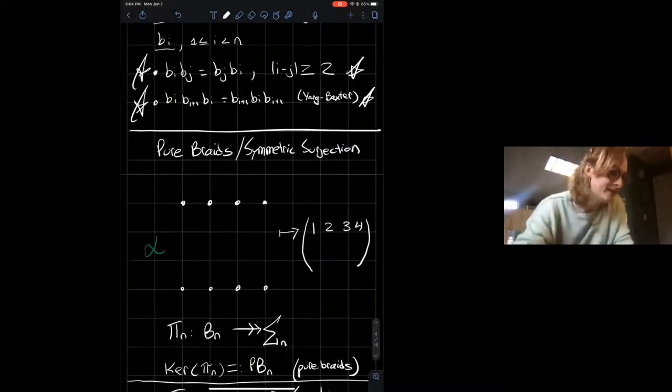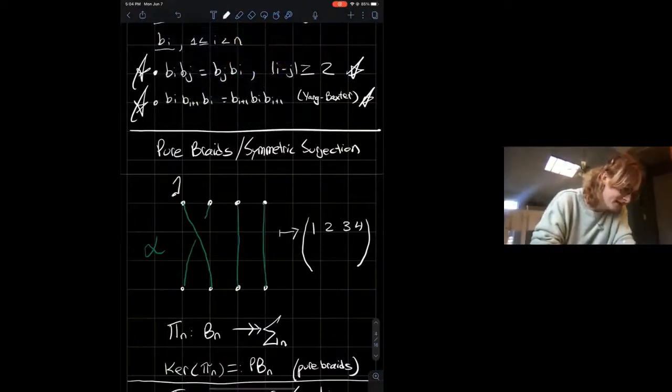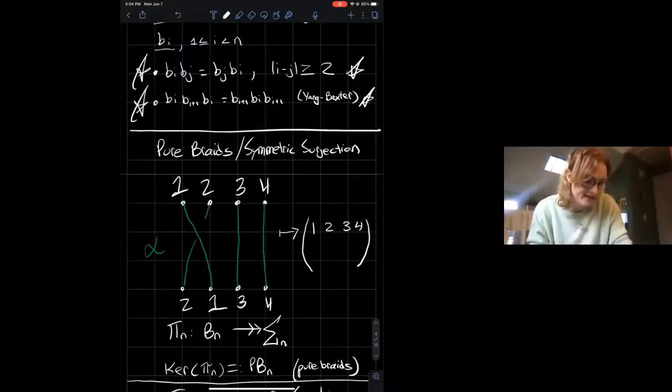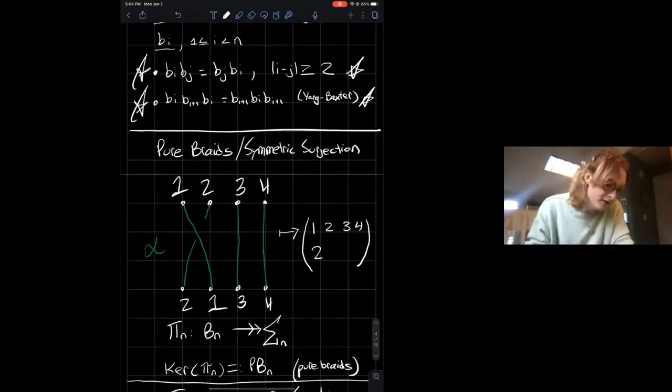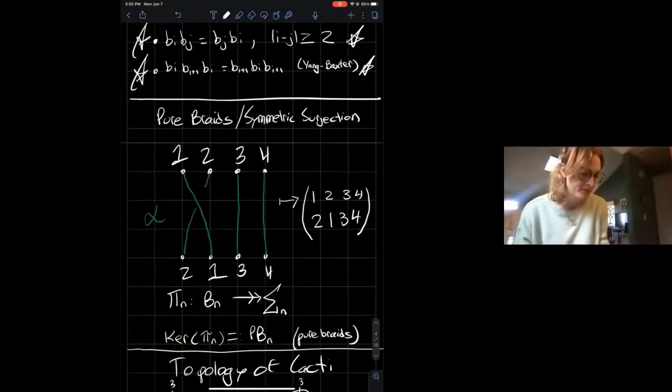Each of these braids carries with it an underlying permutation. And the way that we figure this out, if I draw a braid like this, maybe, and then label the tops of these things 1, 2, 3, 4, and then follow where the strands take me like this, then I can figure out what the underlying permutation is. And in this case, the underlying permutation for alpha is the permutation that takes 1, 2, 3, 4 to 2, 1, 3, 4. This defines a surjective group homomorphism from the nth braid group to the nth symmetric group.